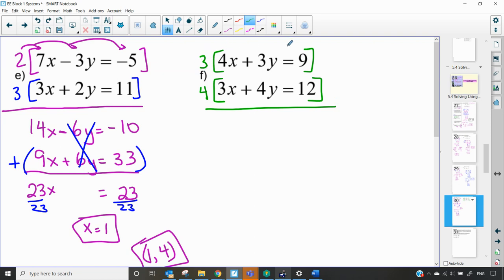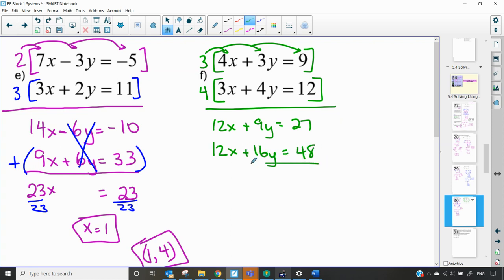So draw my line, I'm going to rewrite my equations. 3 times 4x is 12x plus 9y equals 27. Again, make sure that you're carrying it through all three terms. And the second one here, we've got 12x plus 16y equals 48. Now, if you remember, if the signs are the same, we're going to subtract. So 12 minus 12 cancels out. And then I've got 9 minus 16, so negative 7y. And 27 minus 48 is negative 21.